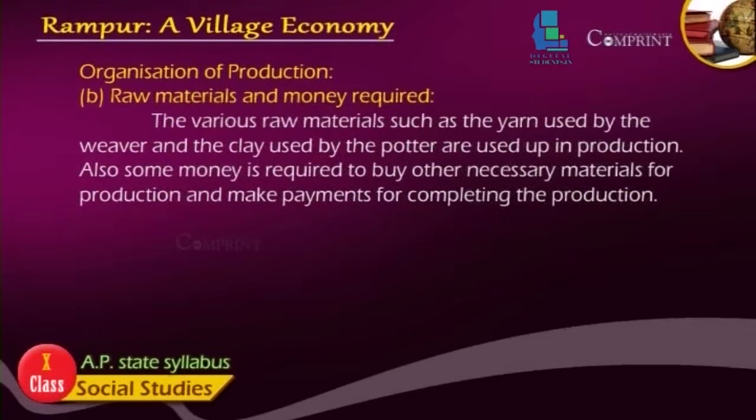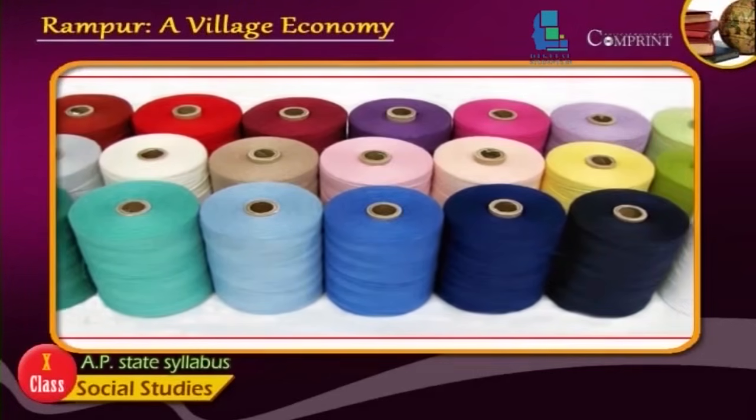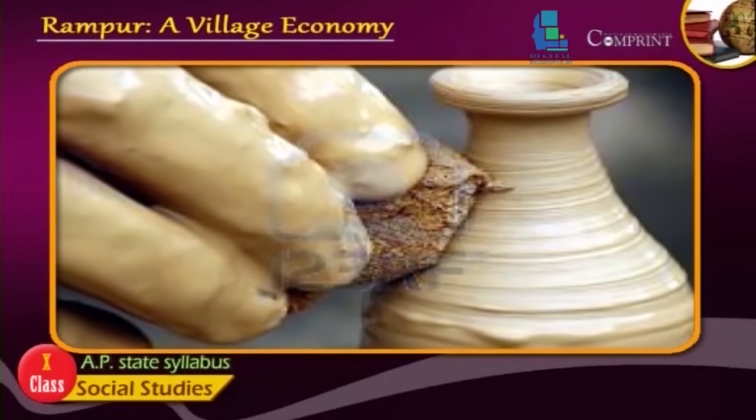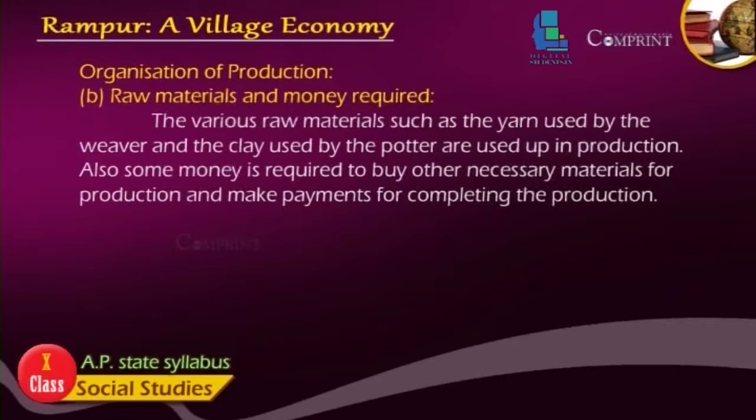Raw materials and money required. The various raw materials, such as yarn used by the weavers and the clay used by the potter, are used up in production. Also, some money is required to buy other necessary materials for production and to make payments for completing their production.